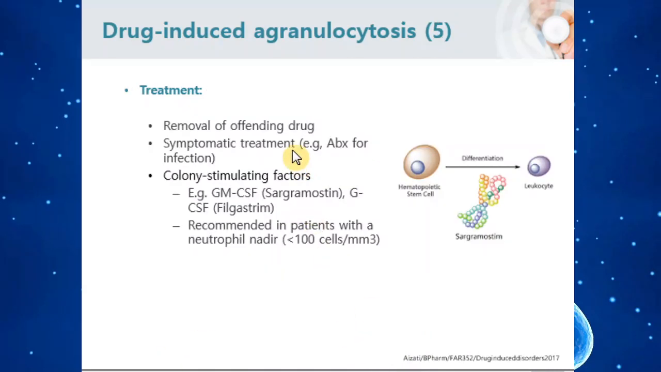So the treatment in general is to remove the offending drug, and also symptomatic treatment. For example, if the patient has an infection, we have to give antibiotics. And also, if necessary, we can give the patient colony stimulating factors like sargramostim or filgrastim. It is recommended only in patients with neutrophil nadir of less than 100 cells per mL.